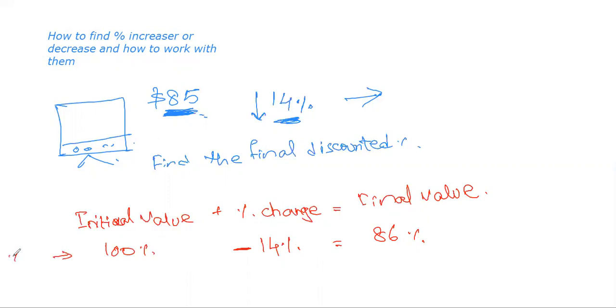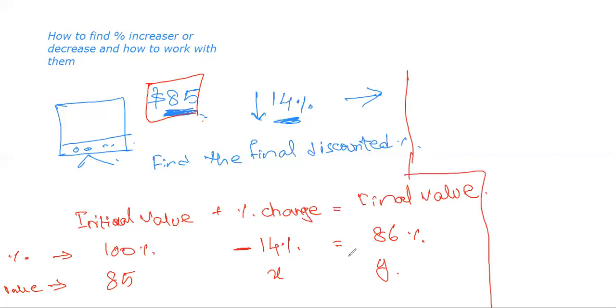Right? Once I have all these percentages, I can also plug in the values in place of percentages. This is my percentage, this is my value. Okay, so do I know the initial value? Yes, I know the initial value was $85. Right? So I will write 85 here. Do I know the percentage change? No, I don't know the percentage change. I will write X here. Do I know the final value? No, I also don't know the final value. I'll write Y here. Once again, I've written up all this information down.